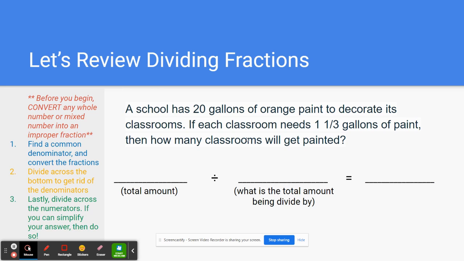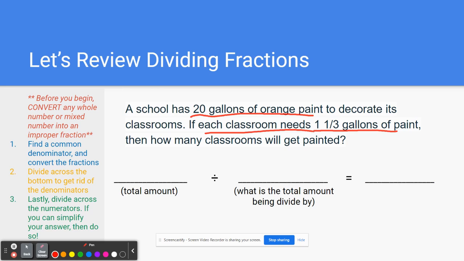It says, a school has 20 gallons of orange paint to decorate its classrooms. If each classroom needs 1 1/3 gallons of paint, then how many classrooms will get painted? All right, so let's first start off by asking ourselves, what's the total amount? What are we dividing up? Are we dividing up the 20 gallons of orange paint, or are we dividing up the amount that each classroom needs?